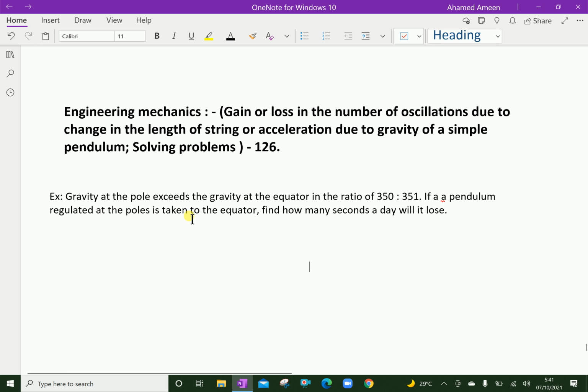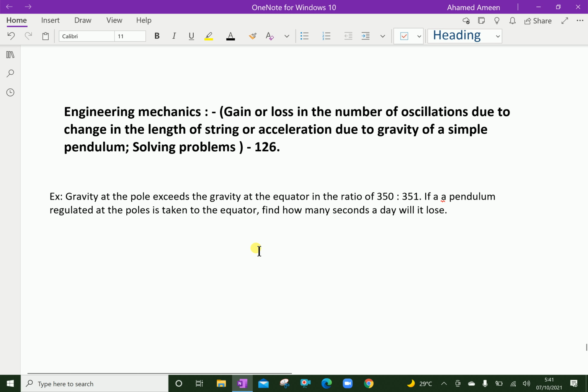Gravity at the pole exceeds the gravity at the equator in the ratio 350 to 351. If a pendulum regulated at the poles is taken to the equator, find how many seconds a day it will lose. That means the position of the pendulum changes from one place to another, and the ratio of the gravity is given, so we can find how many seconds a day it will lose.